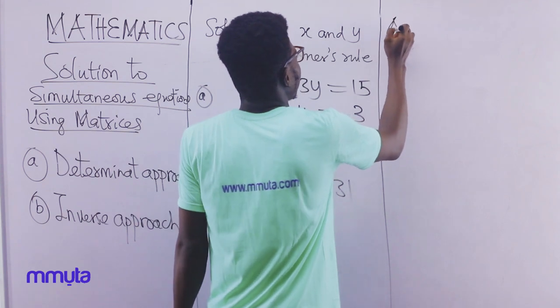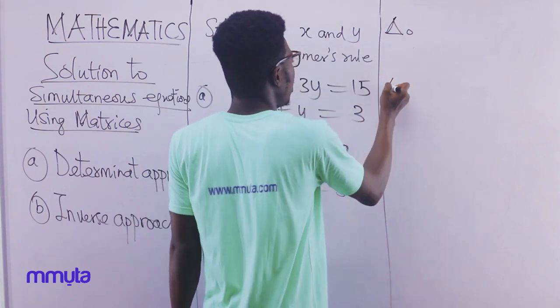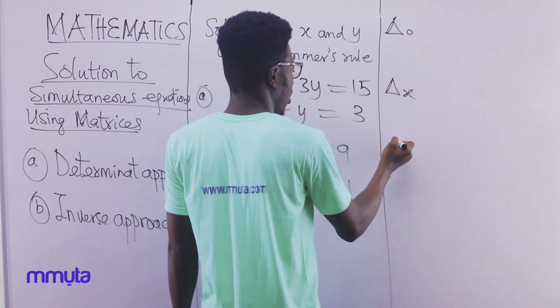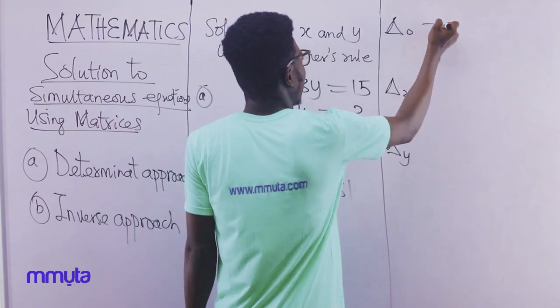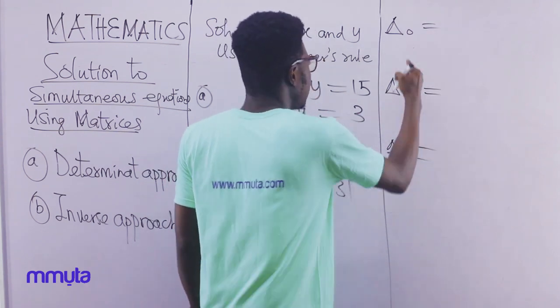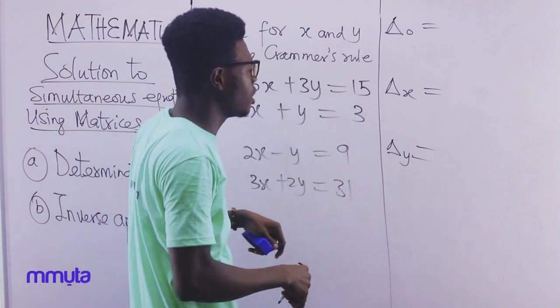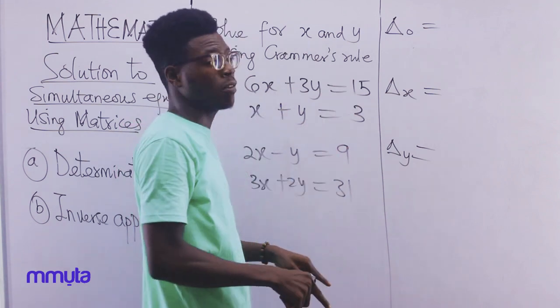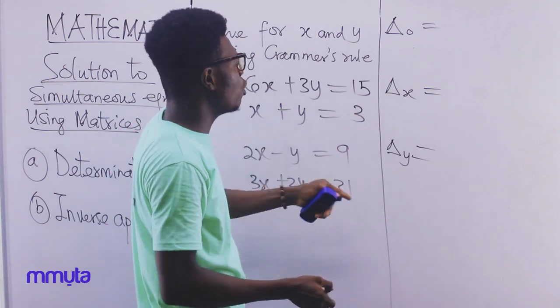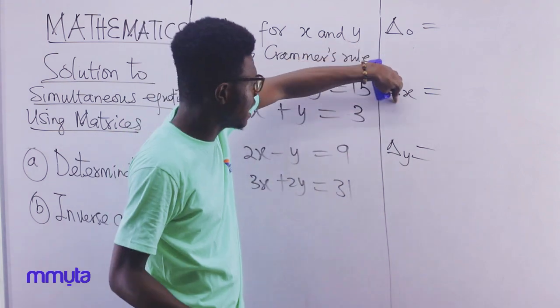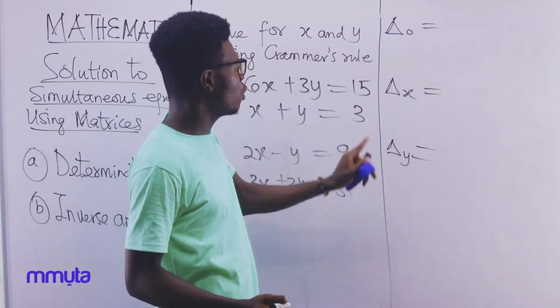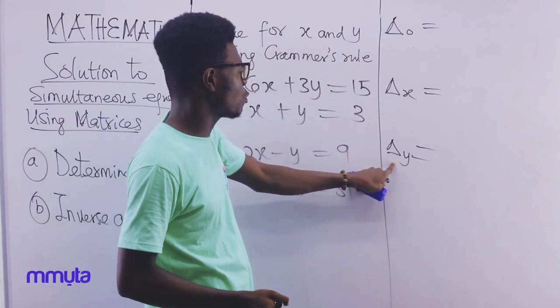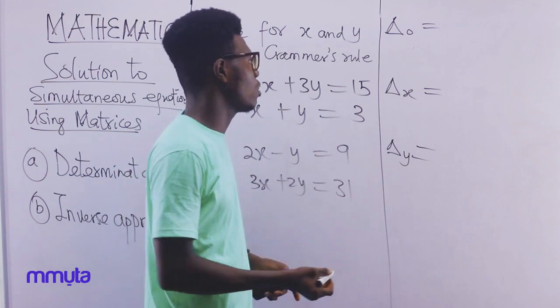We are going to have det naught, we are going to have det x, and we are going to have det y. Okay, so this det naught is actually for this given matrix. For the det x, we are going to get it here, and for det y, I will still tell you how it is gotten. And for you to find your x, just divide det x by det naught. And for you to get your value of y, divide det y by your det naught, and that is all.